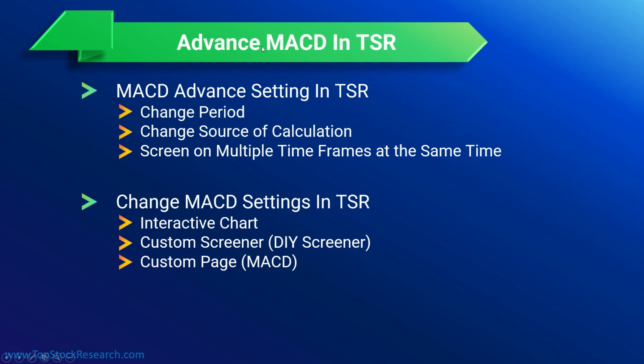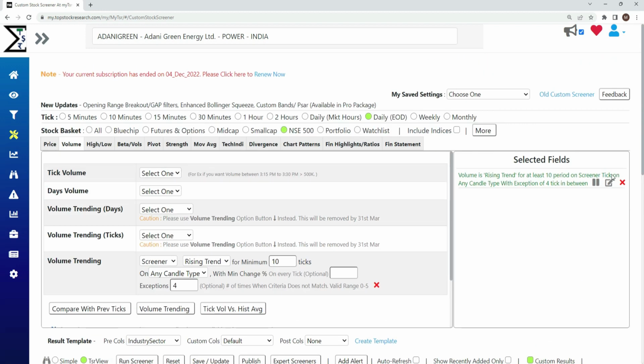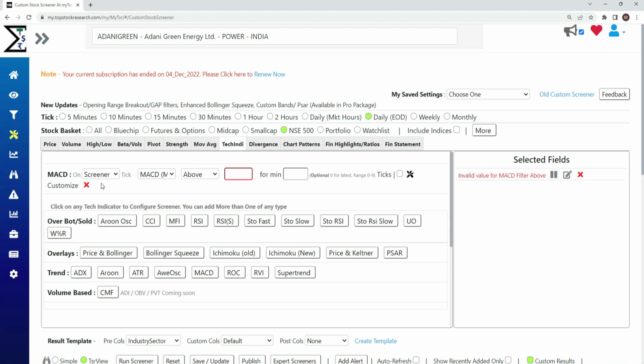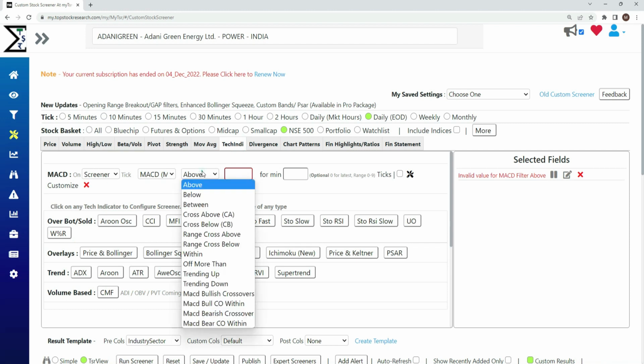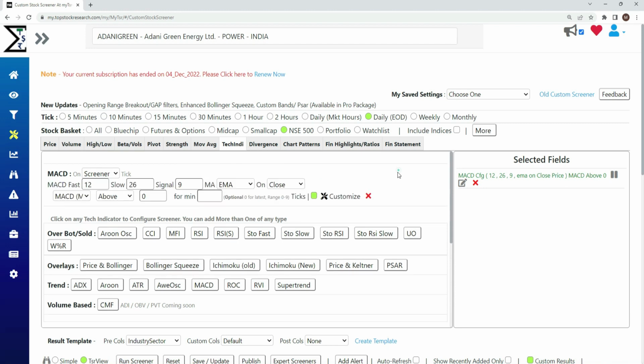The first one, what is available in TSR is changing the period, 12, 24, 9, changing the calculation. What is it? Let's try to understand. So going back into this part, let's look at MACD. What can you change? 12, 26, 9, crossing above, crossing below, whatever those things, right? So let's say it's above the zero line, above zero. And once you feel a little more comfortable, go here and change 12, 26, 9.